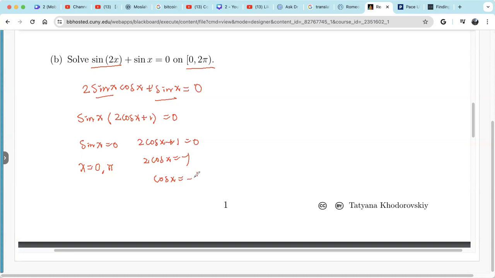So cosine x equals -half. Well, cosine value to be negative is in the second quadrant and the third quadrant, right? And a half means the angle is 60. The reference angle is 60, because cosine 60 is half. But because in these two quadrants cosine is negative, we get negative.